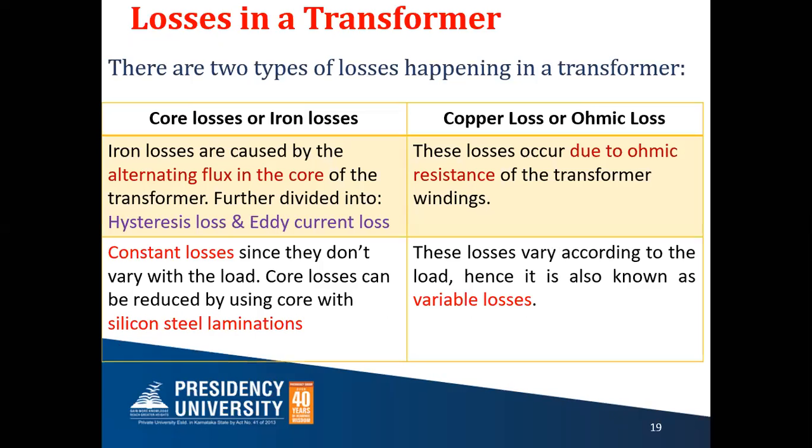Just keep in mind the core loss is of two types: hysteresis loss and eddy current loss. Copper loss is nothing but the losses occurring in the primary winding and secondary winding, the sum of the loss in the primary winding and secondary winding. Right. I hope you got it. Just to go through it, if you have any doubt, you can ask.